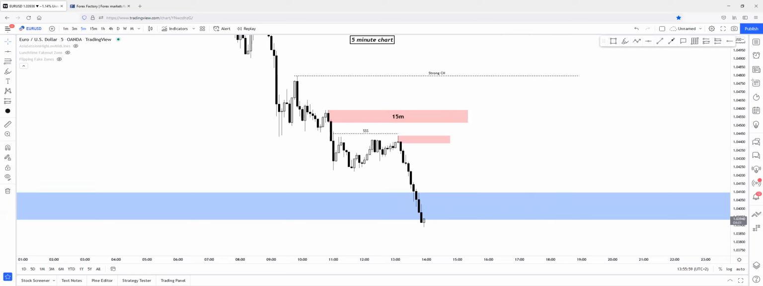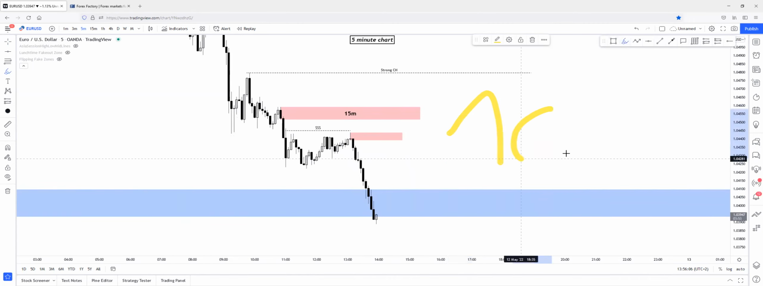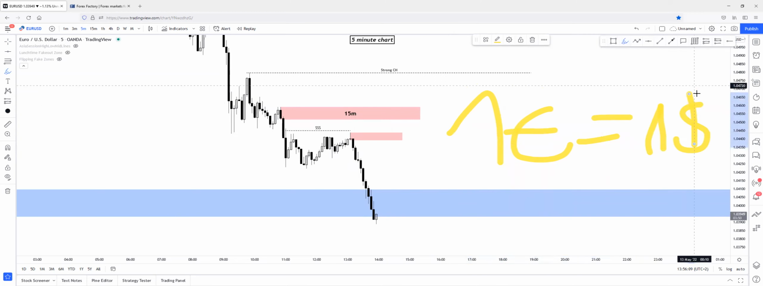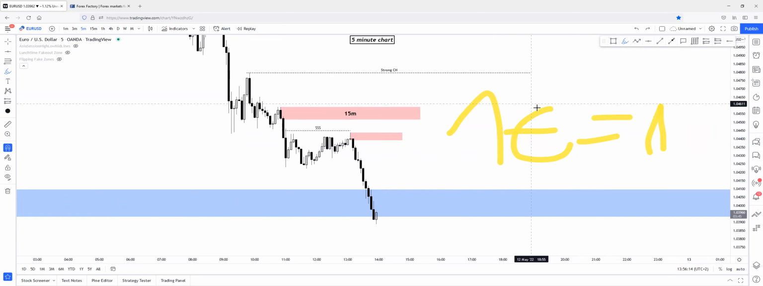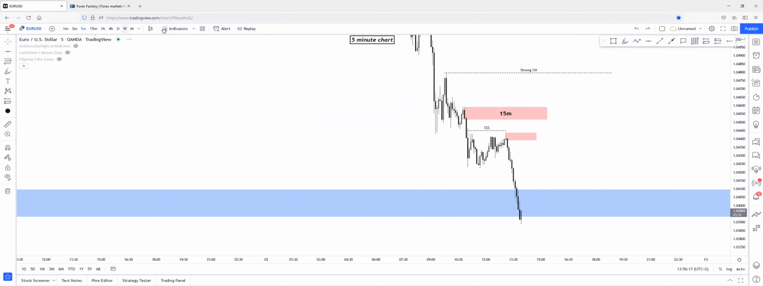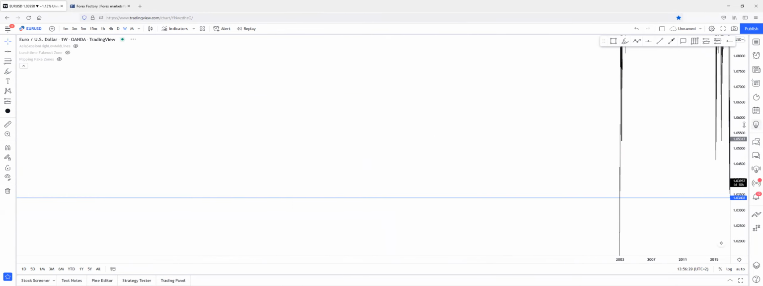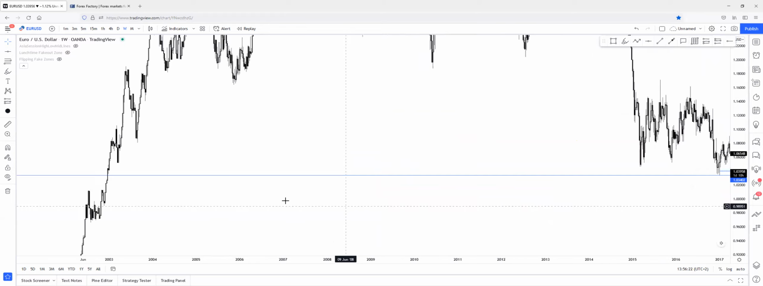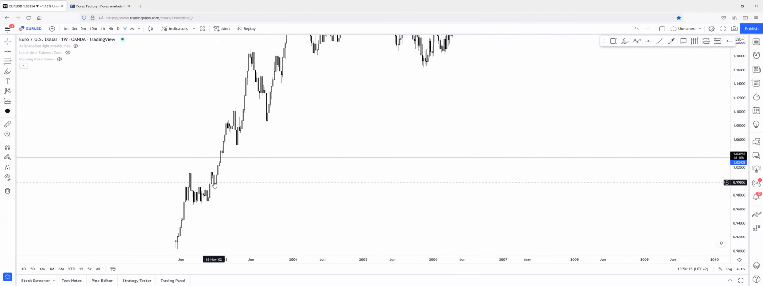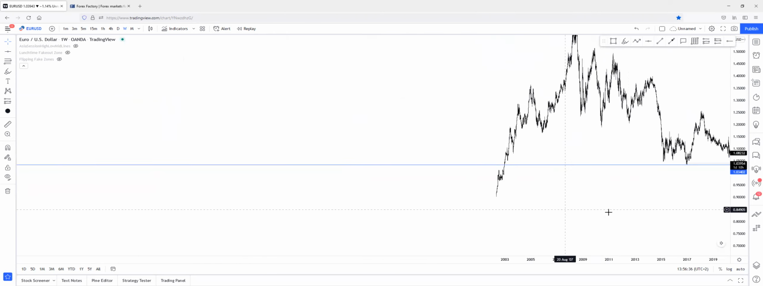It's actually crazy that 1 euro is almost 1 dollar. It's unbelievable. Let me just check it. The last time it was at this low was in 2002, 20 years ago. The euro is literally dying.